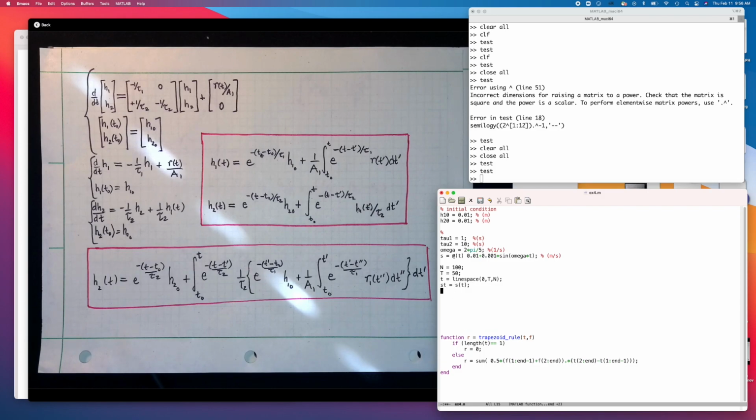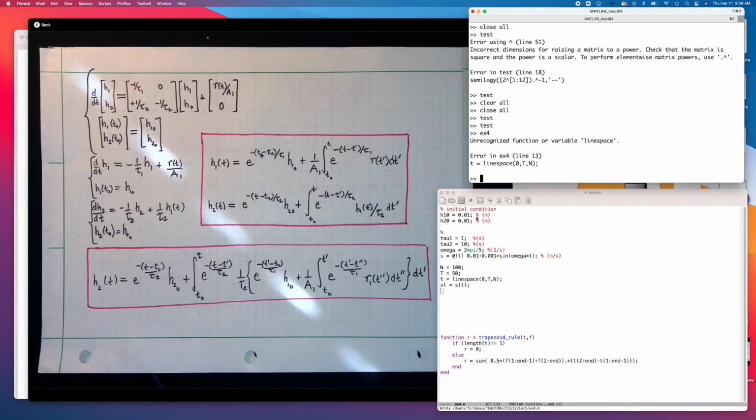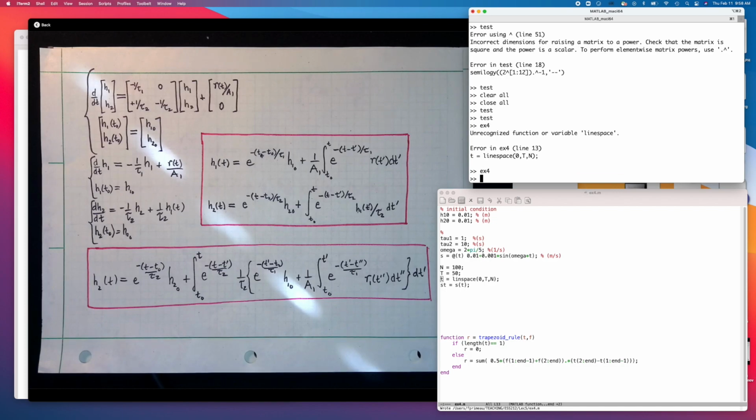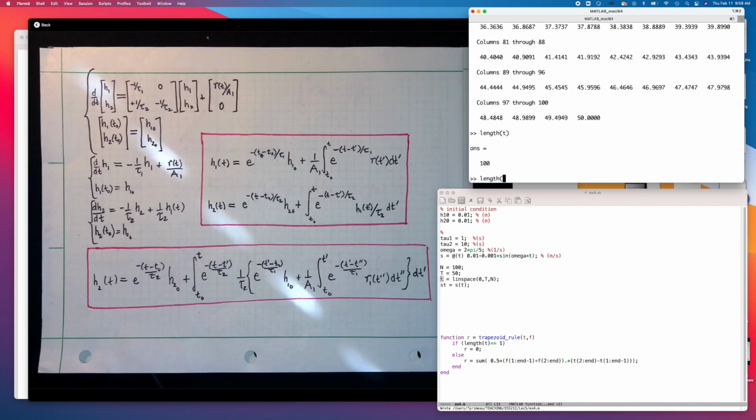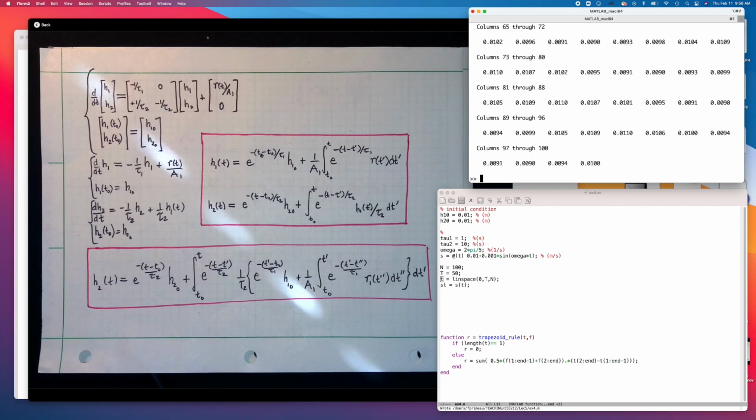Maybe I can just run it and show you what the difference is. So example 4. Oops. Linspace, there's no e. Example 4. And now t is a bunch of numbers, the length of t, the length of st, right? St is a bunch of numbers, but s is a function. Okay, I hope that's clear.